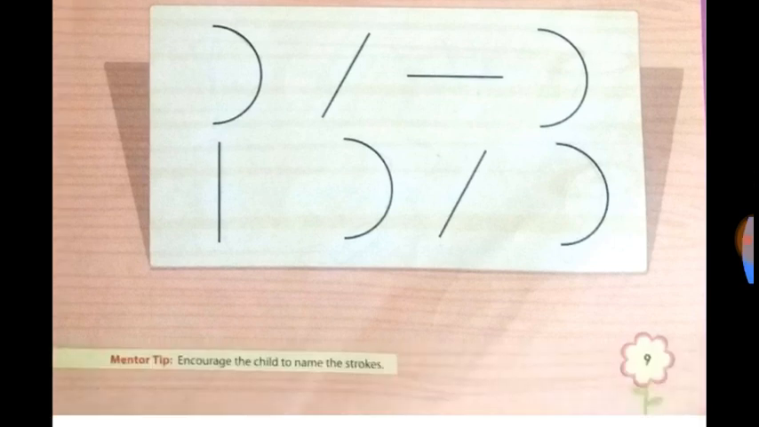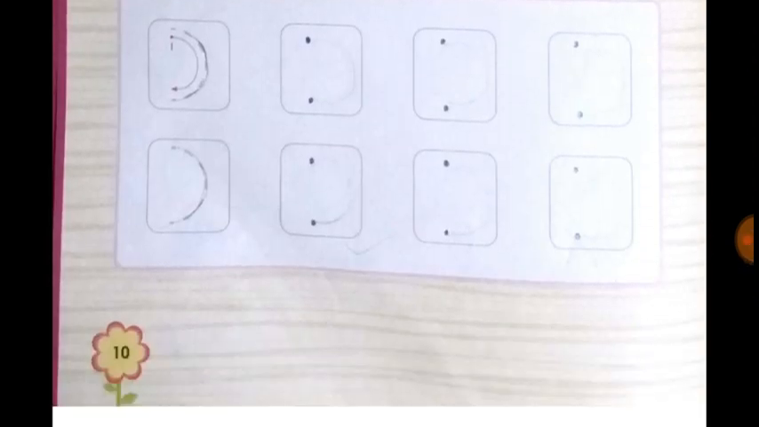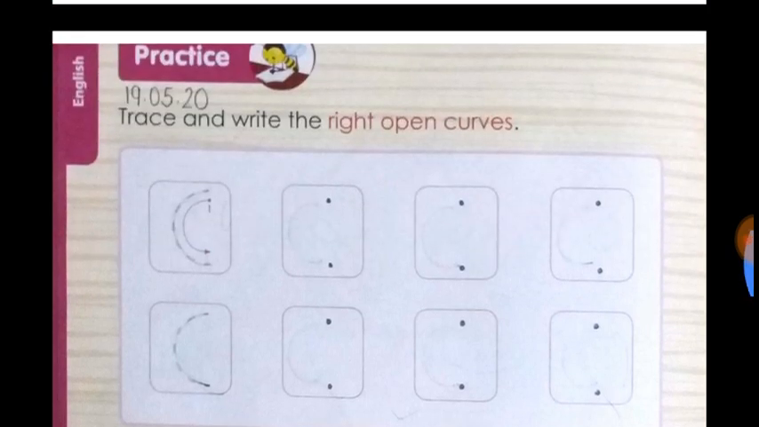Now let's move to page number 10. So this is page number 10. Again mention the date here, 19/5/20, on the top left hand corner, and read it with me. Trace and write the right open curves. So what you have to do, students, is trace the dots. As you can see in the first block, dots are there. You have to trace the right open curve. Okay, and whenever you are doing the work, you have to name the strokes also.